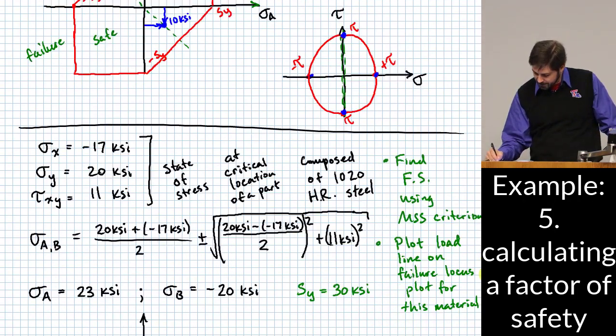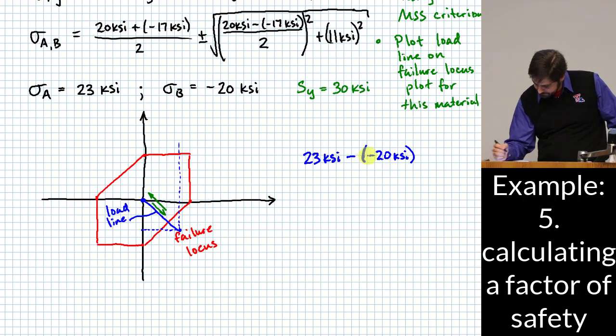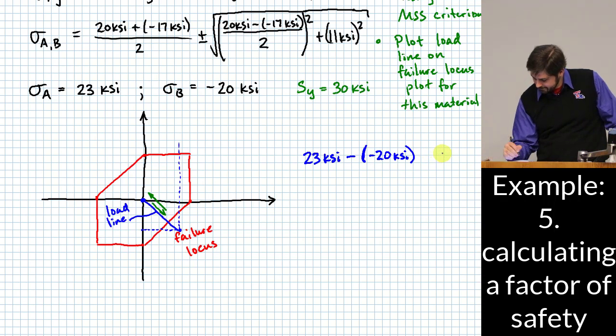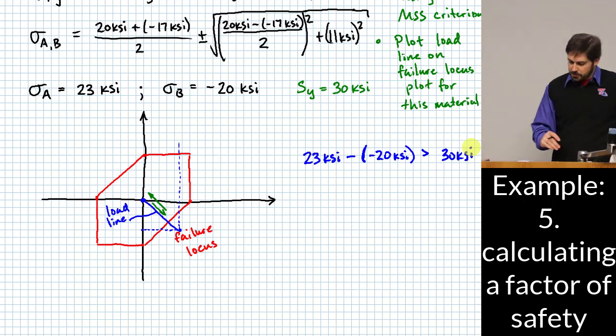All right, so I'll go down here and say, is sigma A, which is 23 KSI, minus a minus 20 KSI, is it greater than or less than S sub Y? It's going to be greater than 30 KSI. That means that this thing is probably going to fail. All right, so what do we do to deal with the actual factor of safety?